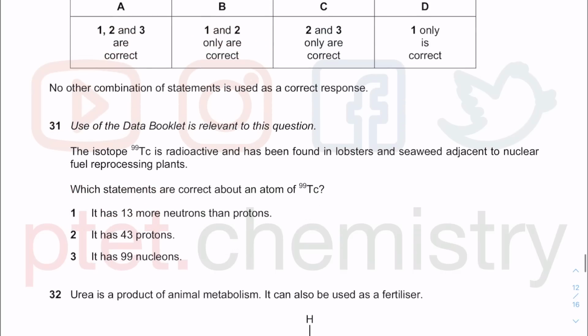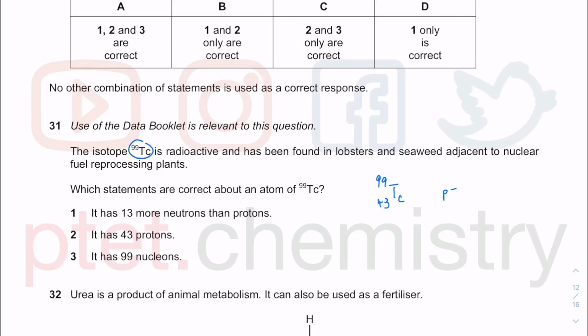Question 31. So we check statement number 2 first. We have this isotope technetium. If we have a look in the periodic table, technetium is just underneath manganese. So there is technetium 99, that's how you pronounce it, the proton number of which is 43.